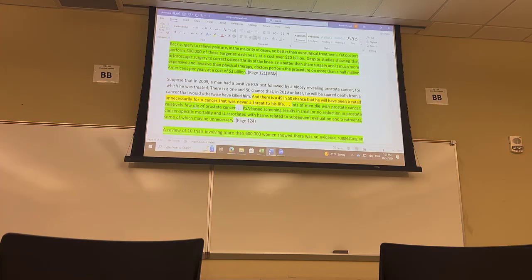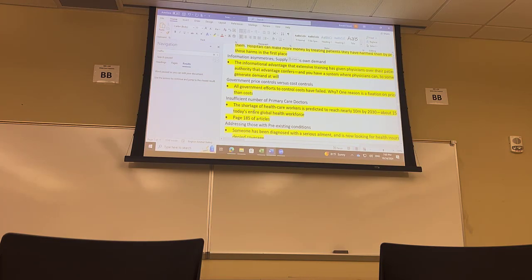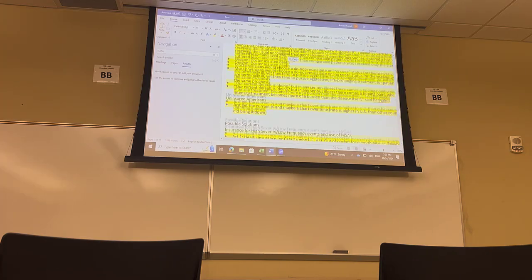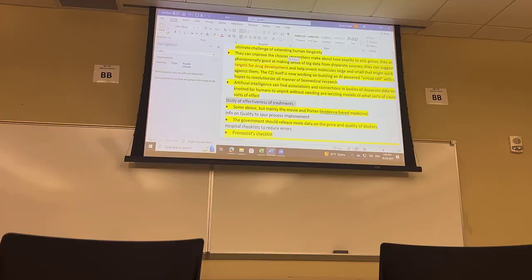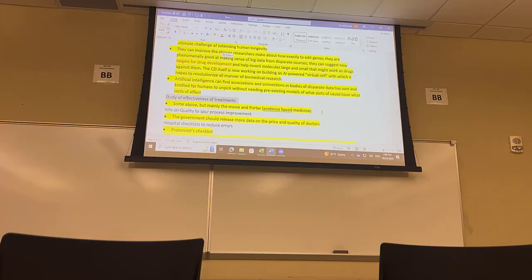So if you look under the rubric, under the solutions, right here, study of effectiveness of treatments. So you do have a few quotes here. So here's a really good one.